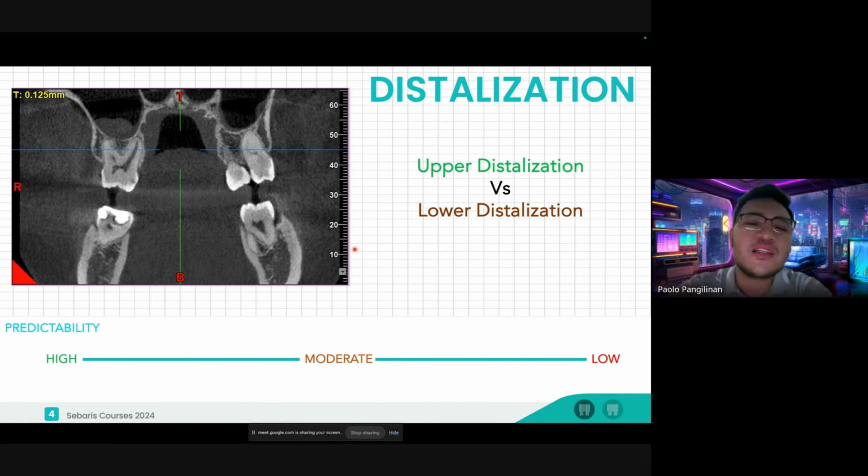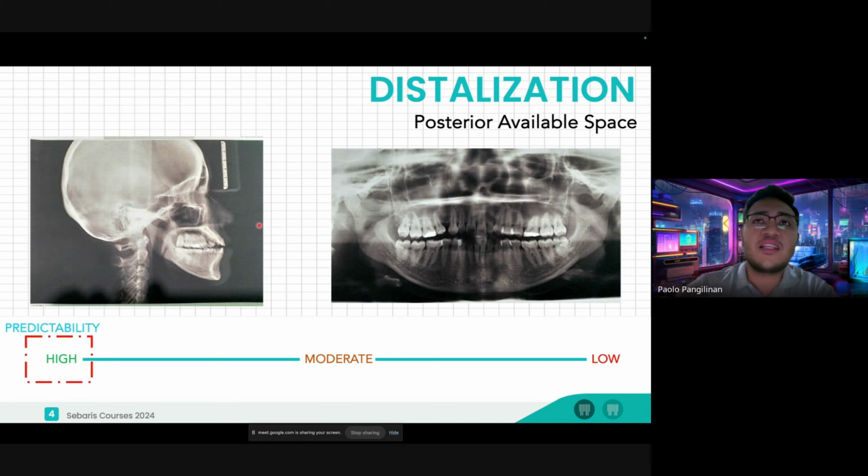So going onto the distalization here, upper distalization is generally much more predictable than lower distalization, and obviously it's because of the bone that is there. It's a little bit challenging to perform movements on the lower, not because of the size of the teeth, but also because of the density of your bone. Generally, lower cortical bone, or the mandibular bone, is a little bit more dense and more challenging to move. That's why you have to consider a few things. Now, for distalization, that's your transverse or density objective.